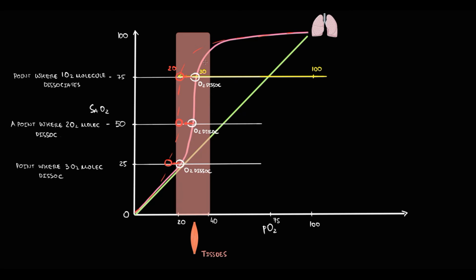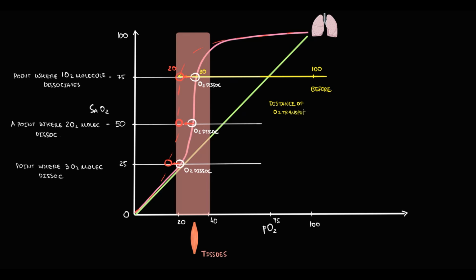So for comparison, let's take two situations. In normal condition, the distance of oxygen transportation was 100, which is the pressure of oxygen in the lungs, minus 30, which gives us 70. Let's suppose that hemoglobin carries oxygen at a speed of 10 millimeters of pressure per minute. So it takes 7 minutes for hemoglobin to transport the first oxygen molecule to tissues in the normal state.